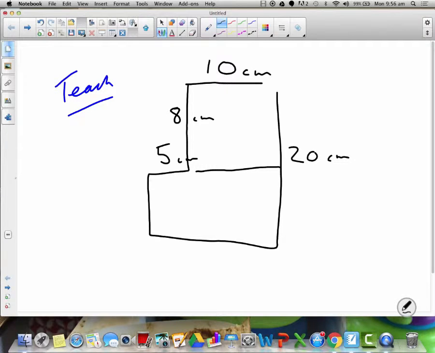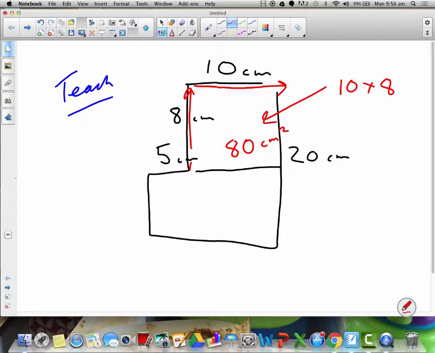Now, there's a problem when we've done that, because we've got measurements for one area, but we don't have measurements for the other. I wonder if you can see that this is 10, right? So we've got that, and that's 8. So whatever's in there will be 10 times 8. We can work that out. 10 times 8, guys, is actually 80 centimeters squared, right?